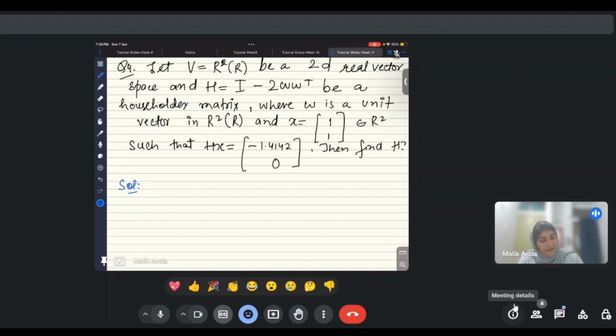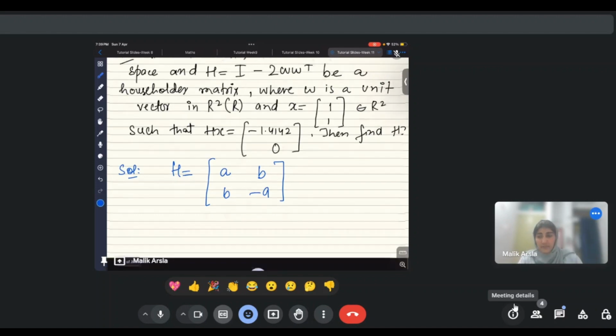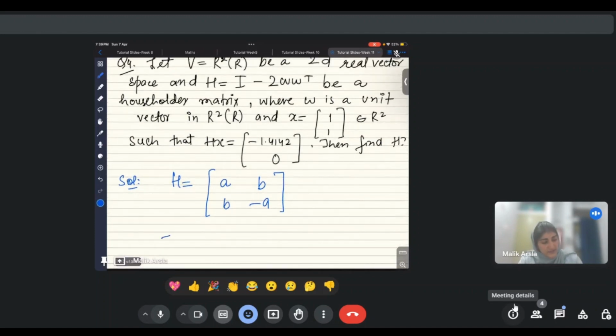We define H = [[A, B],[B, −A]]. Why? Because we know that it is an orthogonal matrix, so the magnitude should be equal to 1. So we will write √(A² + B²) = 1. The determinant should be equal to −1. That property we use. And other than that, it should be a symmetric matrix. That's why I put B and B here.